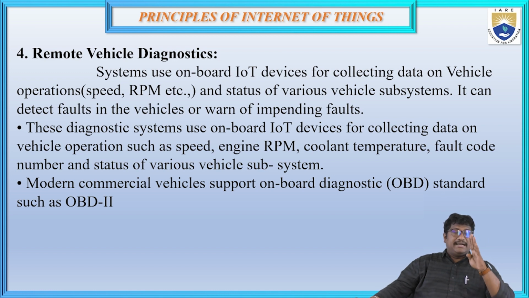Such as the speed: if the person is not maintaining a constant speed, we are going to indicate him. If the engine RPM is high, we are indicating. If it is low, we are also indicating. If the coolant temperature is high, we are indicating. If the fault code numbers are high, we are indicating. Like this, every status of that particular vehicle subsystem is going to be maintained by us.